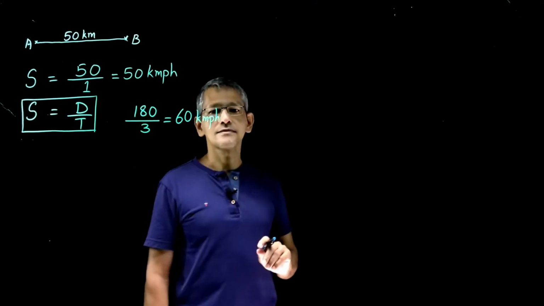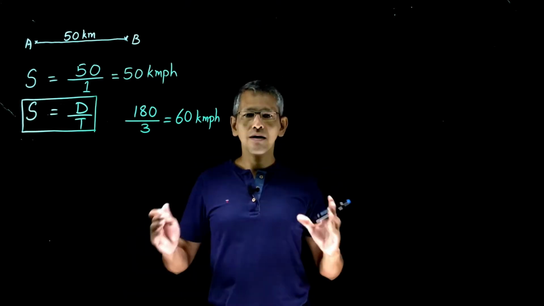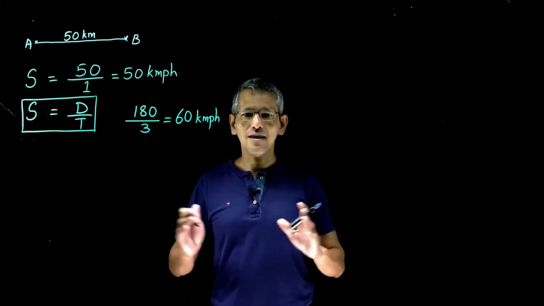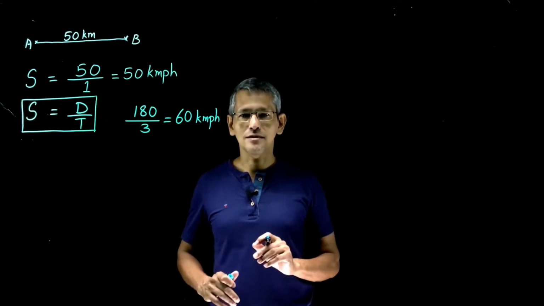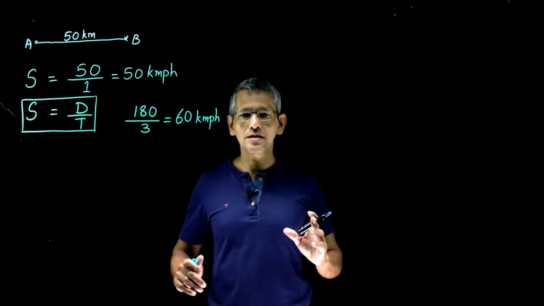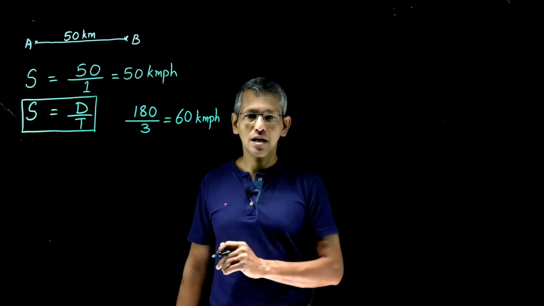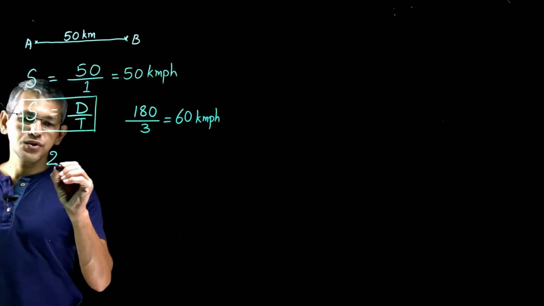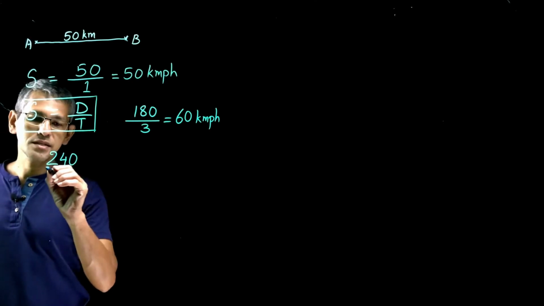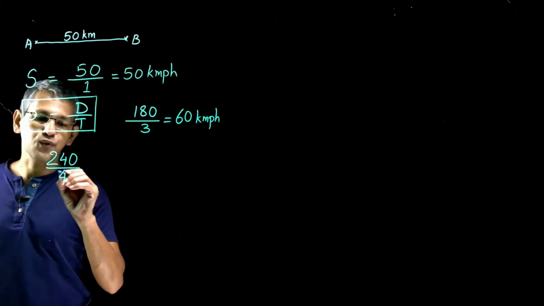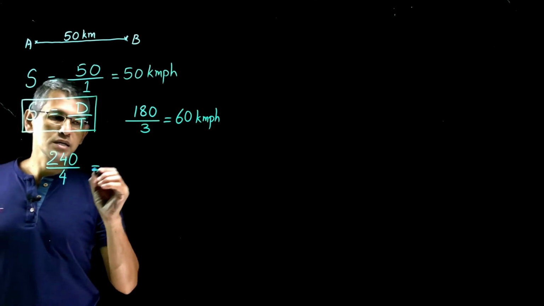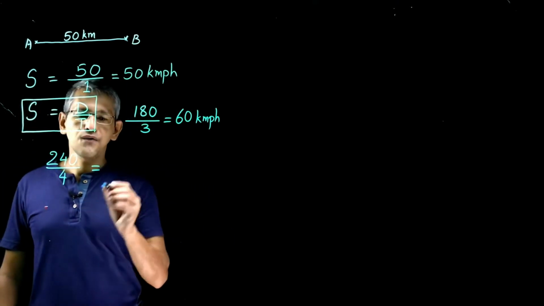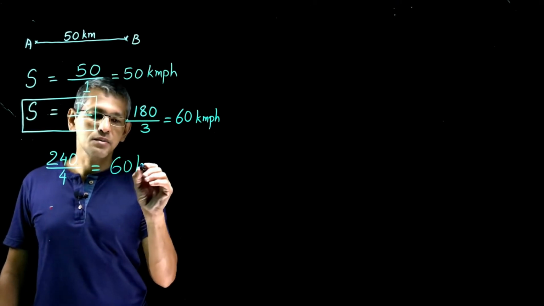See that? And another example, a truck. A truck traveled a distance of 240 kilometers, and it took 4 hours to complete the journey. So 240 kilometers is the distance, time taken is 4. So what is the speed of the truck? 240 by 4, that is 60 kilometers per hour.